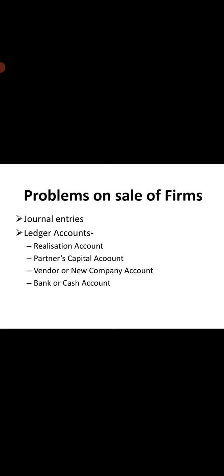Next stage, we have the ledger accounts of the partners. As we know, we have to prepare the realization account, purchasing company's account, shares in purchasing company account, partners' capital account, and cash or bank account. First we can prepare the realization account. To transfer all the assets on the debit side: to debtors account 40,000, to stock account 37,000, to plant account 85,000, to investments account 20,500. For transferring the liabilities, by creditors account 55,000. For receiving purchase consideration, by purchasing company account 95,800.